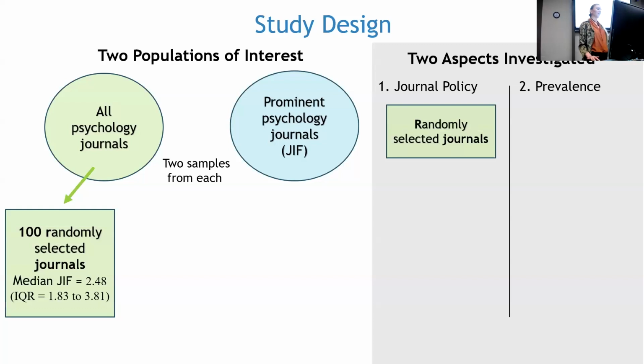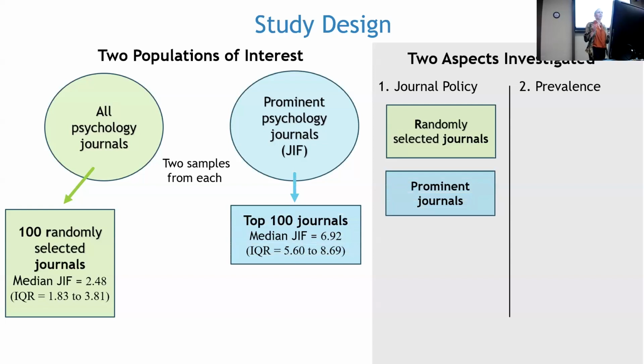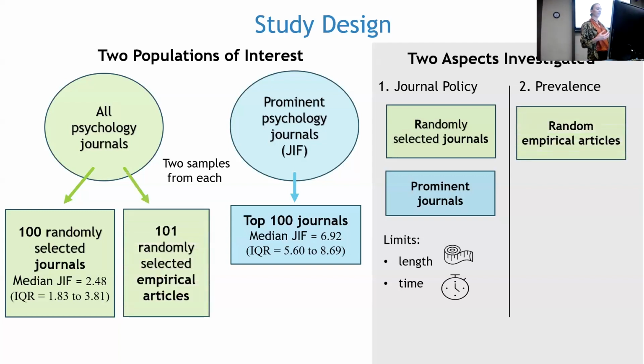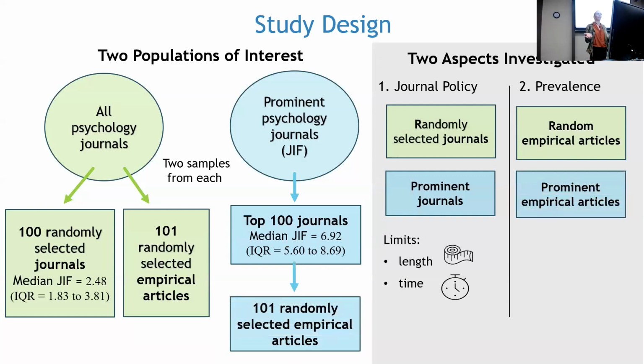So we randomly selected 100 journals from all psychology journals, and then we also ordered all the journals according to their impact factor and selected the top 100. Within all these journals, we looked to see whether there was any clear indication on their websites stating, yes, we are open to publishing critiques, and if they did, whether they imposed any limits such as word count or time to submit critiques after publication of the original article. For prevalence, a similar thing: we selected 100 articles randomly from the entire psychology literature, and then another sample from just the prominent journals we'd identified. And within all these articles, we looked to find any links to or examples of post-publication critiques.